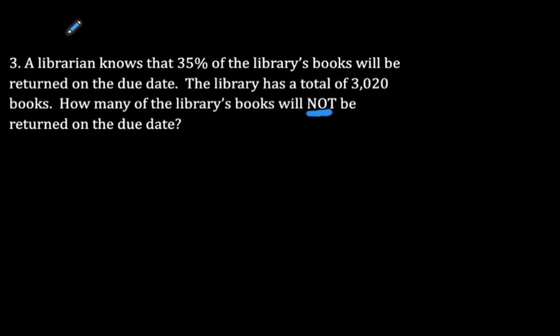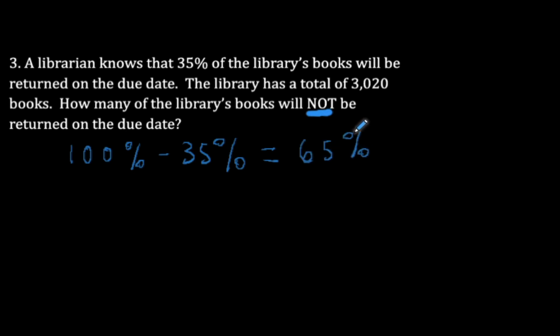But it starts off stating that a librarian knows that 35% of the books will be returned on the due date. So this implies that there is a percentage that will not be returned on the due date, right? So here we have to subtract. So we have 100% minus 35% of the books that will be returned on the due date. And to find out how many books will not be returned, we have to subtract 35% from 100%, which is equal to 65%. Okay? So this is the percentage that will not be returned on the due date.